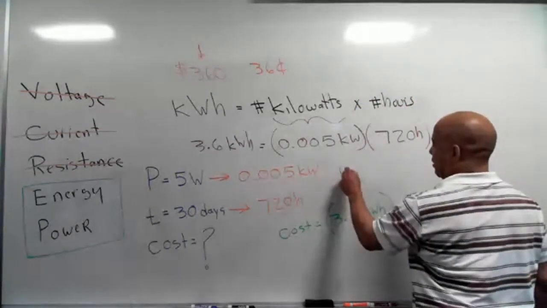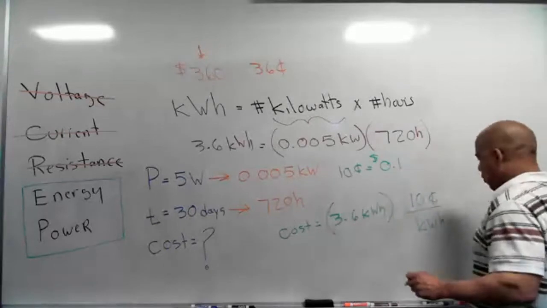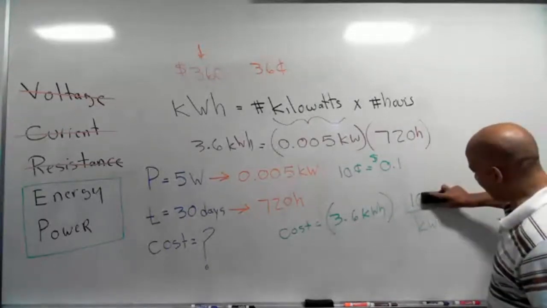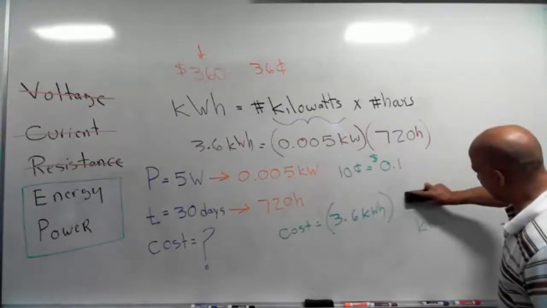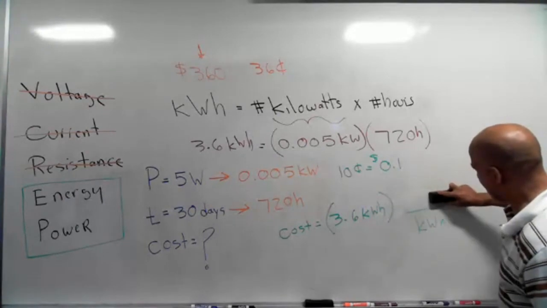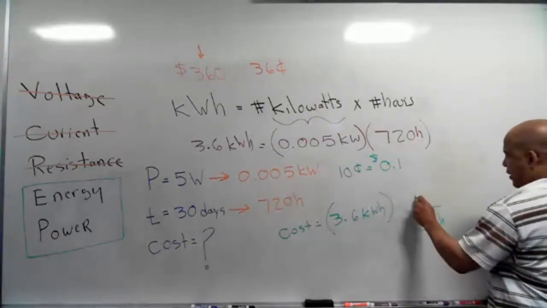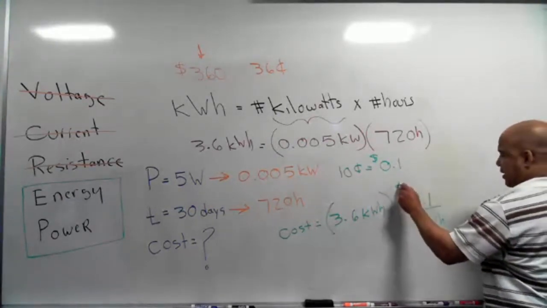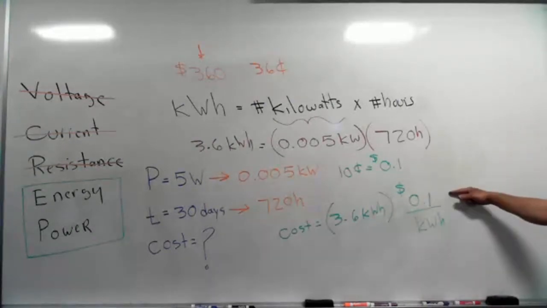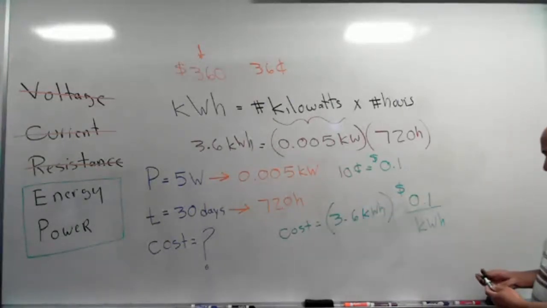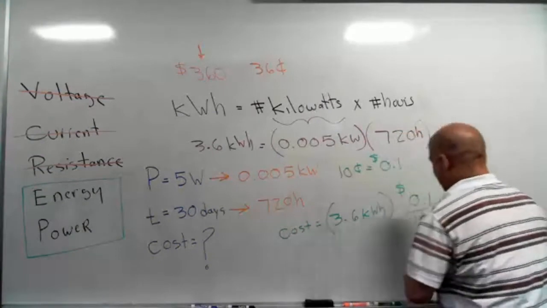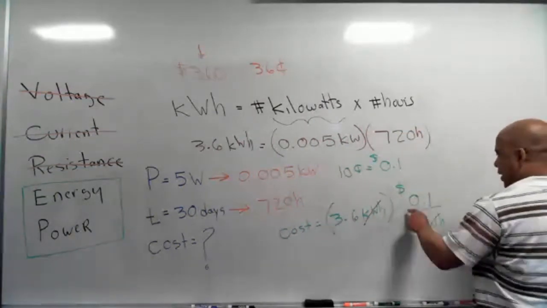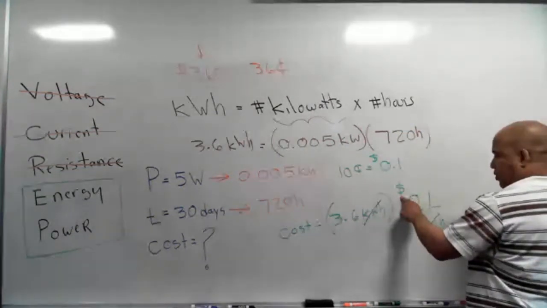10 cents equals what? 0.1 dollar. $0.1. So I want it in US dollars. So instead of having 10 cents, I'm going to put $0.1. That way, my answer will be in dollars and not cents. So if I do that, I see right away that the kilowatt hours are going to cancel out. My units will be in dollars, which is what I want.